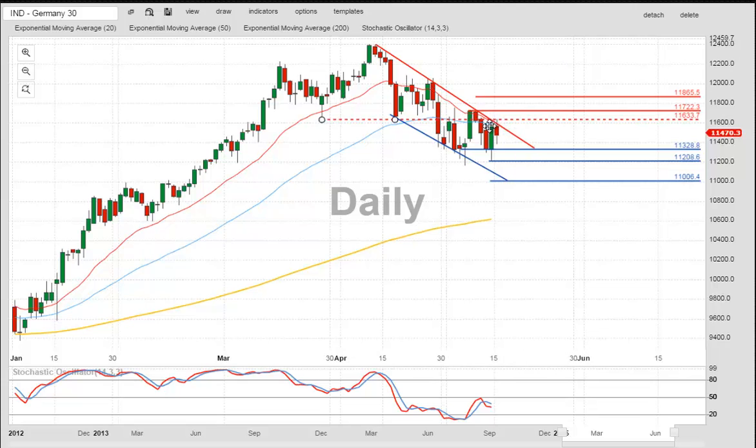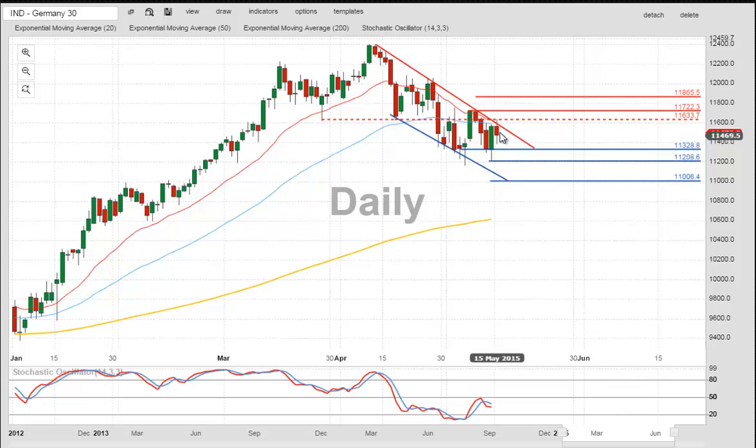We saw another rejection at that level on Friday. A breakout, confirmed breakout higher, and a green candle closing in end of day time frame above 11,633 could potentially target further upside resistance towards 11,722, followed by 11,865, even 12,000 fairly quickly.